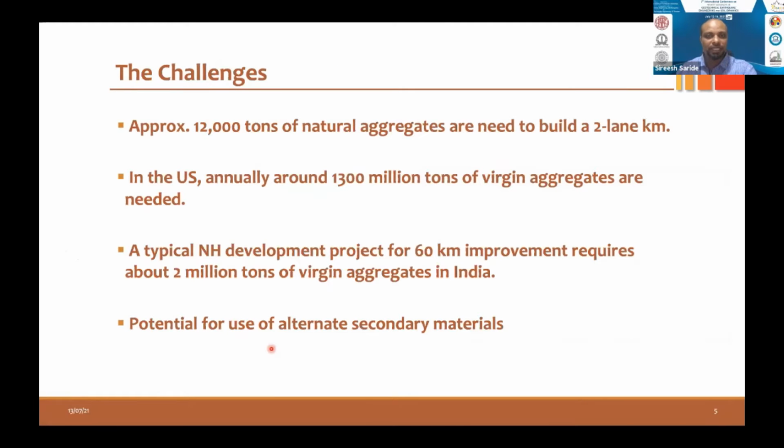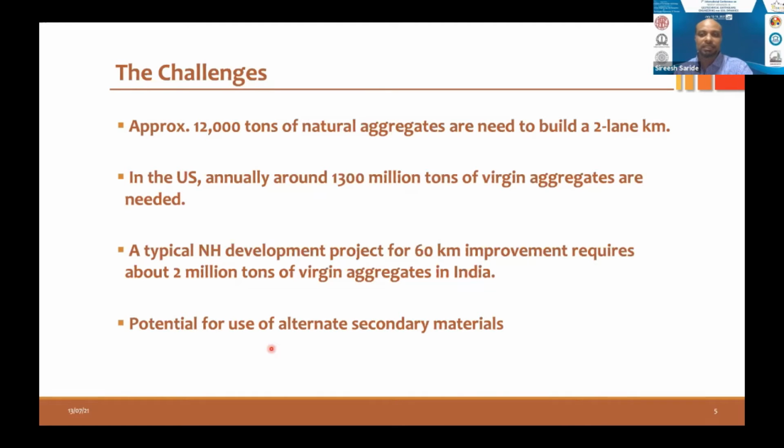It is fine to talk about all the projects and the vision plan for the next 5 years, but what are the challenges we face? Roughly calculating, it takes about 12,000 tons of natural aggregates to build just one 2-lane kilometer of a national highway. For all these 80,000 kilometers I have just talked about, I'll leave the math up to you to calculate how many tons of natural aggregates are required in the next couple of years. That's a major challenge, and we are going to consume all our natural resources in building these roads.